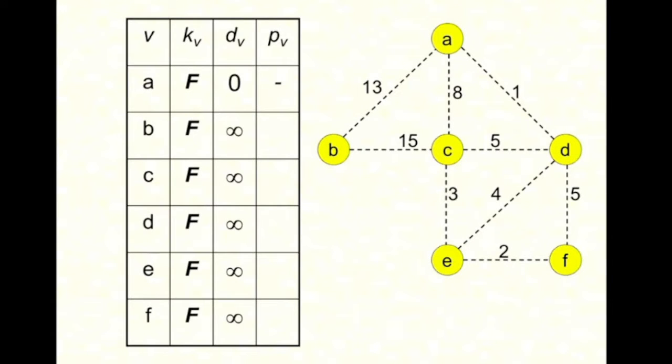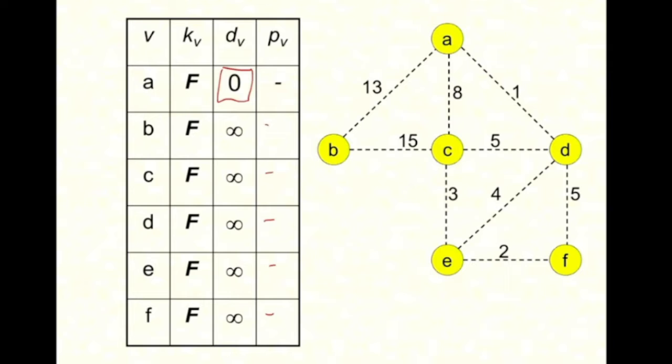Let's do an example. So here's our graph. We started out, everybody's false, almost everybody's infinity. Nobody has a predecessor. I didn't put a dash in all of them. The important thing is we're going to choose somebody to set to a distance of 0.